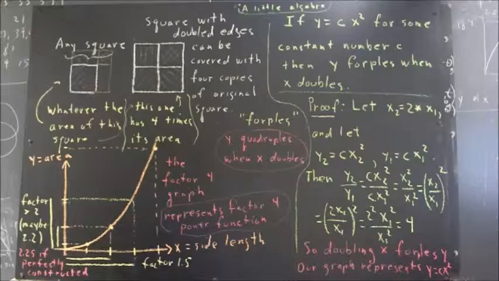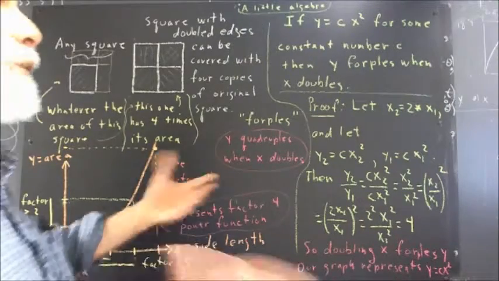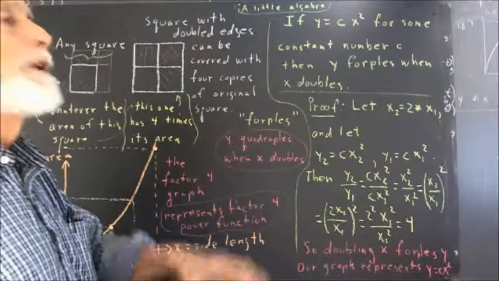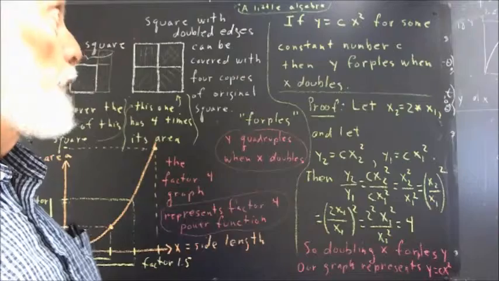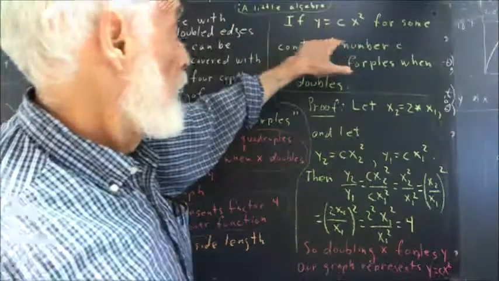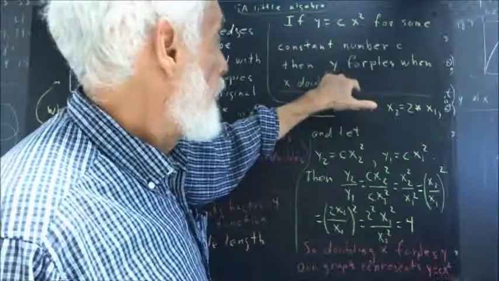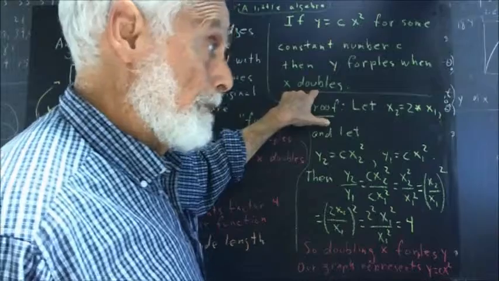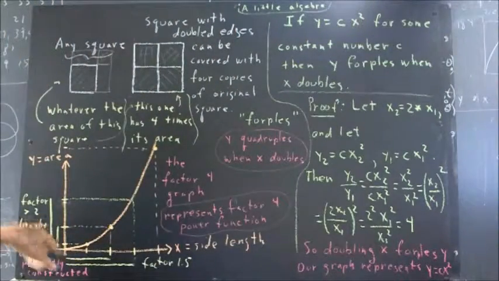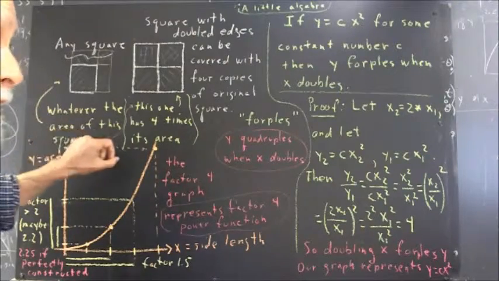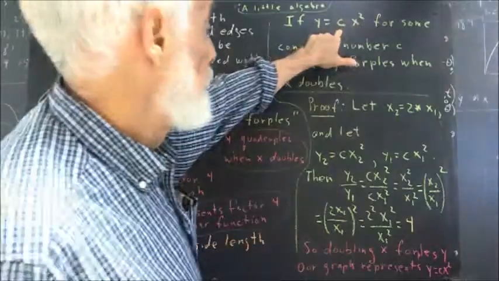Now let's see how we can apply a little bit of algebra to this and get a formula for the area function. Of course, you've already been told what the formula is for the area of a square. You've known that for some time, and hopefully you've been told something about why the formula is what it is. But we're going to do a little algebra and say if y equals c times x squared for some constant number c, then y quadruples when x doubles. And if we can prove that, then we've proved that this graph represents a y equals c x squared function for some constant number c.